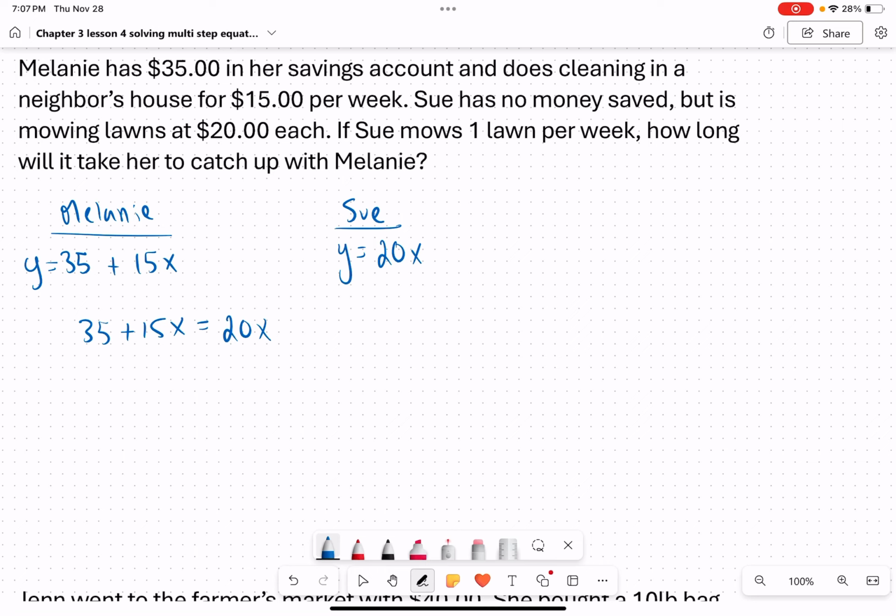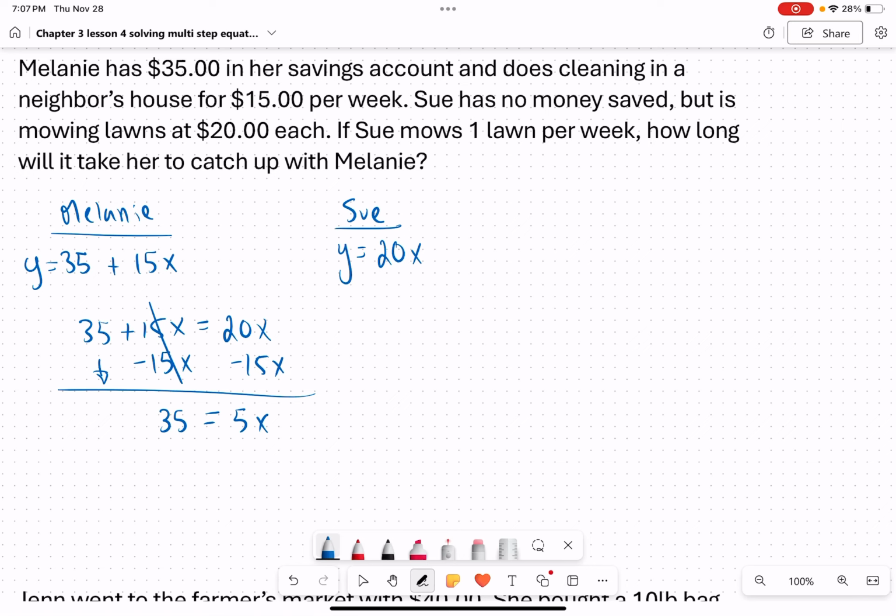And now, if I move this 15x over to the right, I'm going to be left with a positive. And when I say move, I mean I subtract 15x. So that's what we're going to do. We're going to subtract 15x from both sides. And now we can see that 15x minus 15x is 0. I dropped the 35. It's equal to 20x minus 15x, which is just 5x.